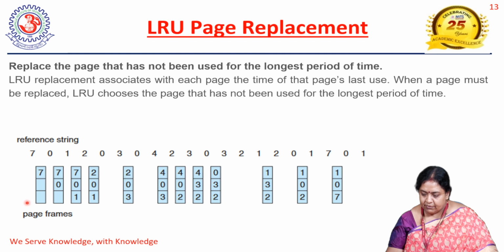7 is not available initially. Think that it is not available, it is empty. Now what you are going to do is a page fault. The operating system will bring 7 into the memory. Now what is the next reference?